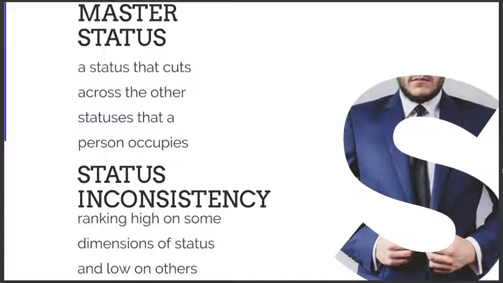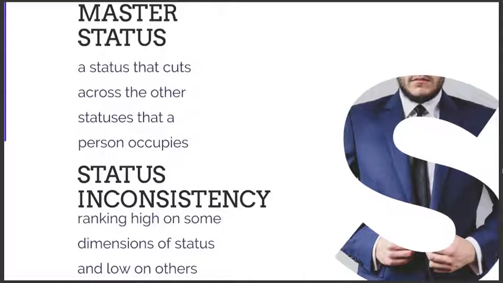Occasionally, statuses are inconsistent. So for example, you might rank high in an achieved status, that you have a college degree, but you still might live in poverty because maybe you can't find a job yet or something like that. So in that case, you would identify status inconsistency. That's about ranking high on some dimensions of status and low on others.